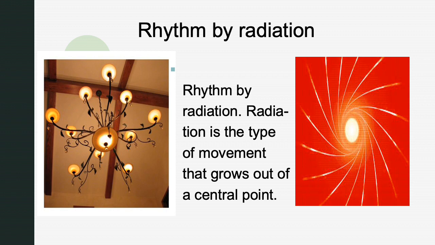Rhythm by radiation. Rhythm by radiation is the type of movement that grows out of a central point. In both pictures, we are seeing the objects have central points. You can see the lights, there is a central point, and all the light strands are connected with the center. So rhythm can be created by radiation.